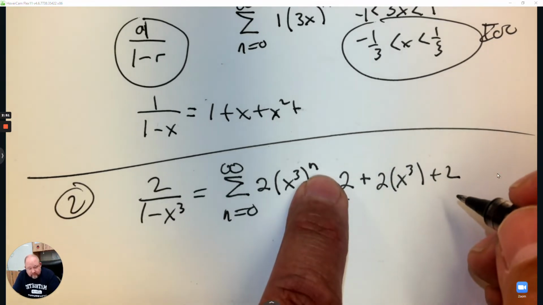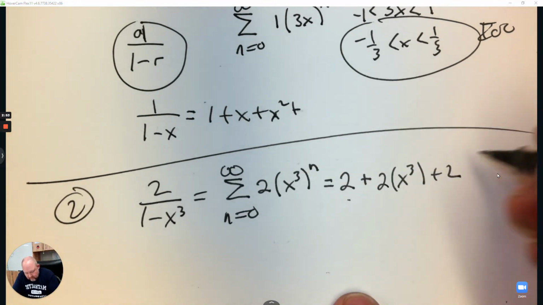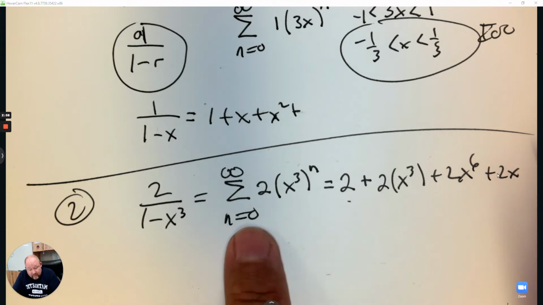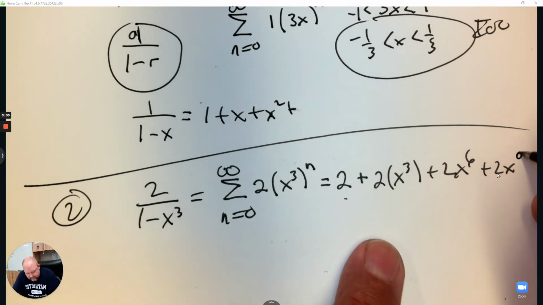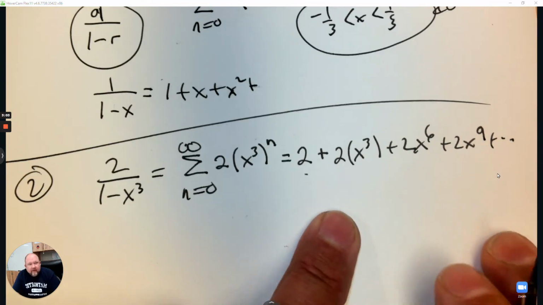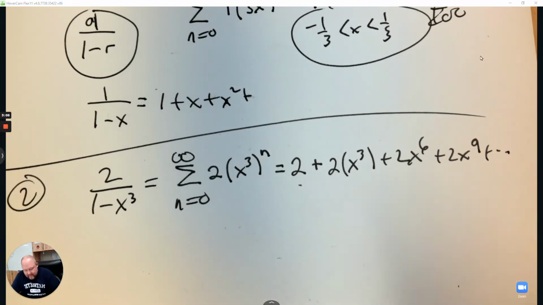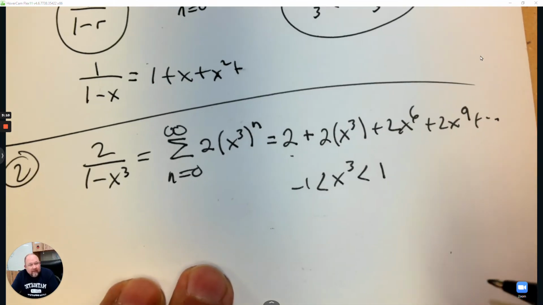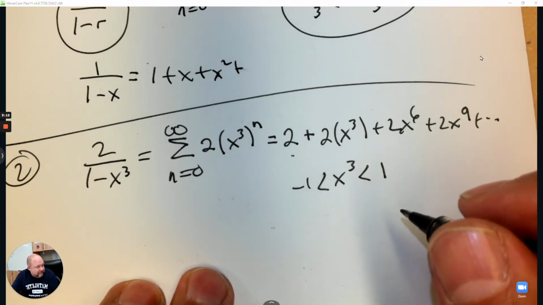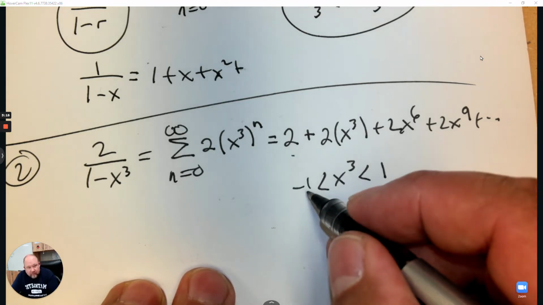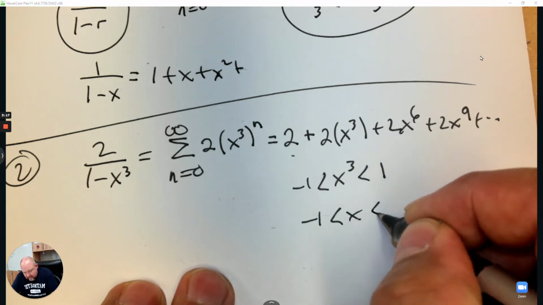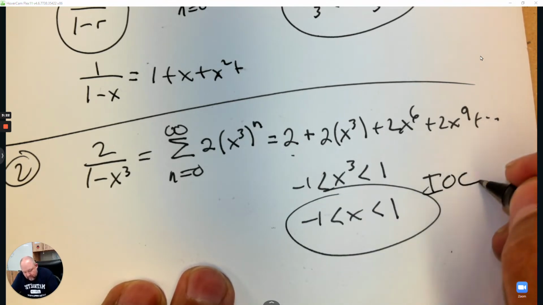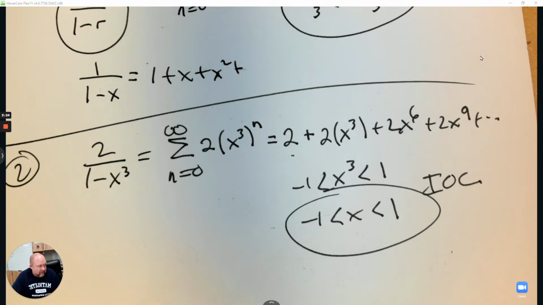Plug in 2, and you get 2 times x to the 6th. Plug in 3, and you see the pattern. The interval of convergence, again, you take the common ratio between -1 and 1. Now, this one you'd cube root it, and so the cube root of -1 stays -1, and the cube root of 1 stays 1. And that's called the IOC, the interval of convergence.